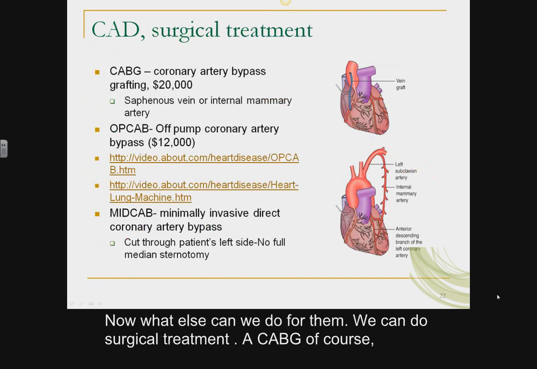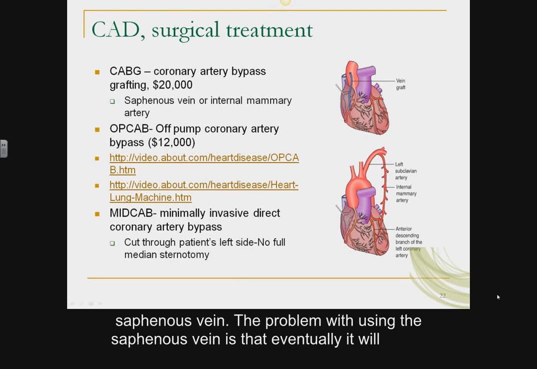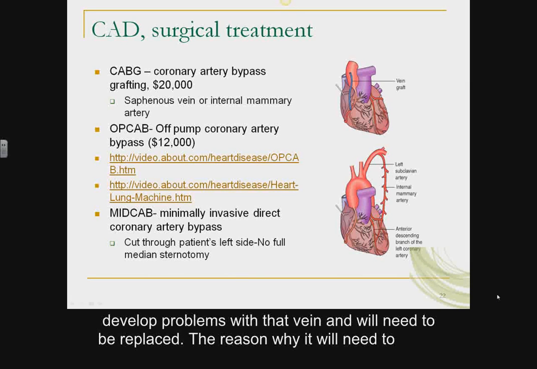Now, what else can we do for a person with coronary artery disease? We can do surgical treatment. Usually this is reserved for once the coronary arteries are about 90 to 99% occluded. The surgical treatment we can do is a coronary artery bypass graft, also called a CABG. And this, to do a traditional CABG, can cost about $20,000. They use the great saphenous vein usually.